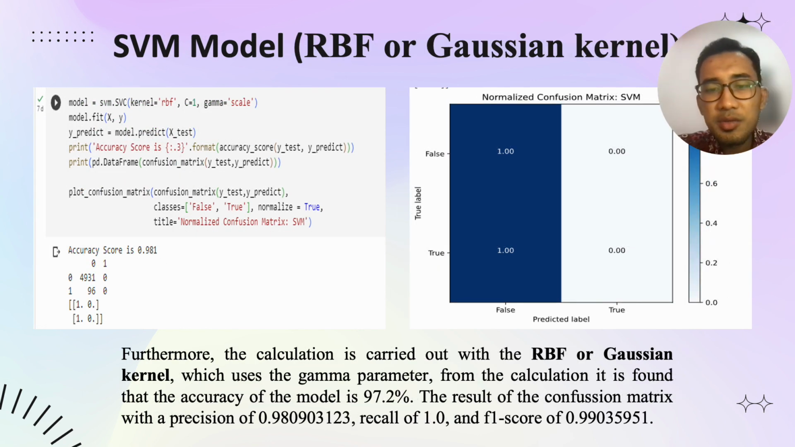Furthermore, the calculation is carried out with the RBF or Gaussian kernel, using the gamma parameter. From the calculation it is found that the accuracy of the model is 97.2%. The result of the confusion matrix: precision of 0.980, recall of 1.0, and F1 score of 0.990.